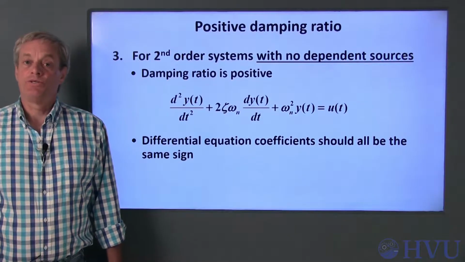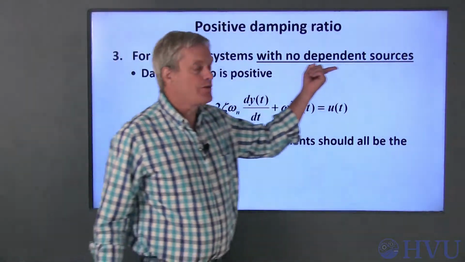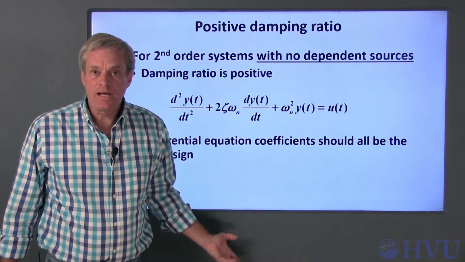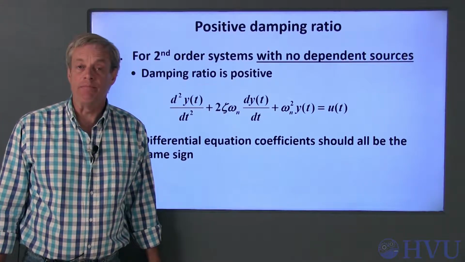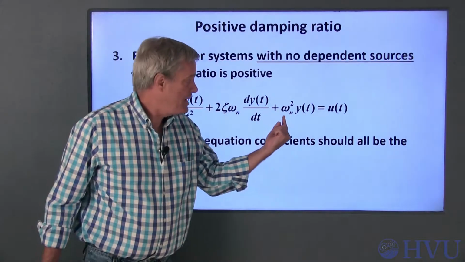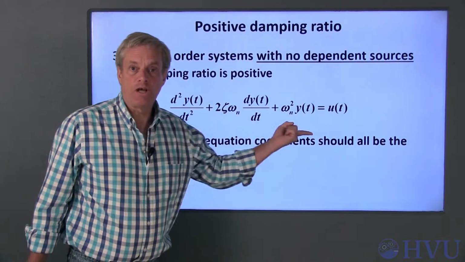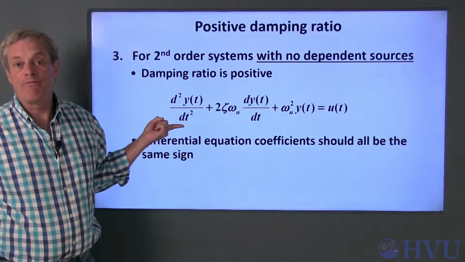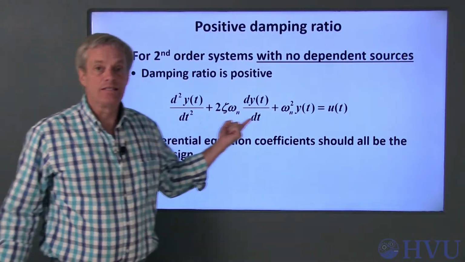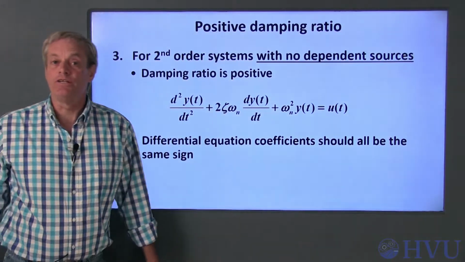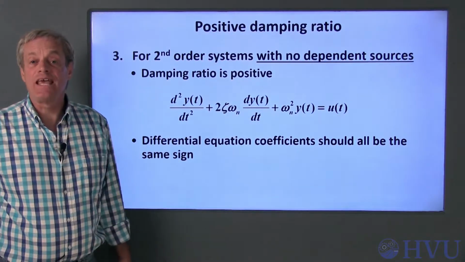The last approach I'll introduce is relative to the sign on the damping ratio. This criteria applies only to circuits with no dependent sources. For these types of circuits, the damping ratio is always positive and any oscillations will decay with time. The natural frequency in this differential equation is always a positive number. So if the damping ratio is positive, all of the coefficients on the left-hand side of this differential equation have to have the same sign. It doesn't matter if the sign is negative or positive, since you can multiply the entire equation by -1 and consistently change the sign. The important thing is that all the terms on this side of the equation have to have the same sign.